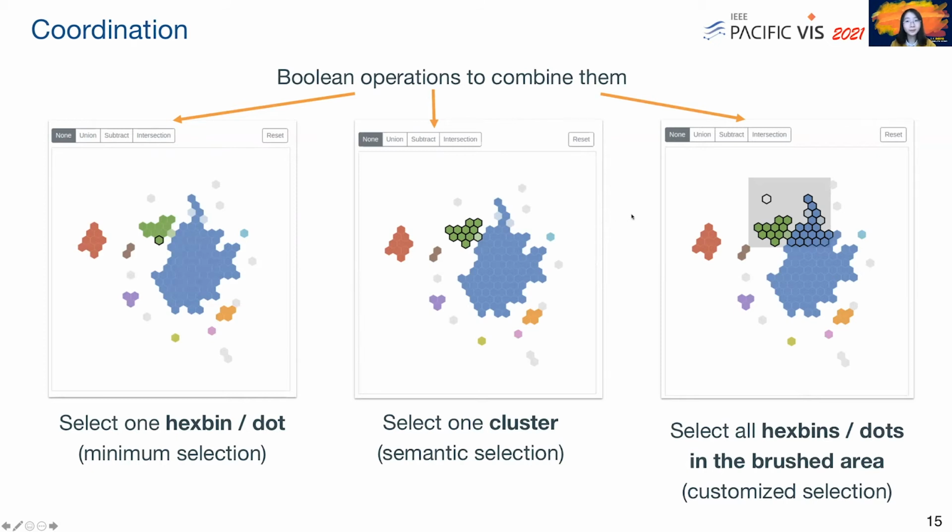Again, to help them build a connection among the three data types, if the user selects one group of data from one of the three panels, the corresponding hexagons or dots in the other two will also be highlighted.